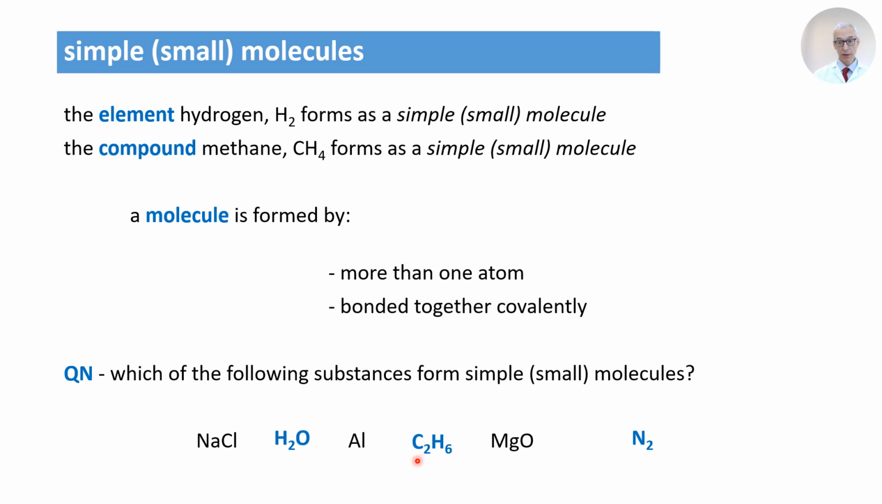C2H6, if you haven't met it yet, that is called ethane. That is covalently bonded, non-metallic carbon, non-metallic hydrogen, so that would form a simple molecule. Magnesium oxide, well, metal and non-metal would be ionic, a giant ionic lattice. Finally, nitrogen, it's an element, but covalently bonded to form simple molecules.